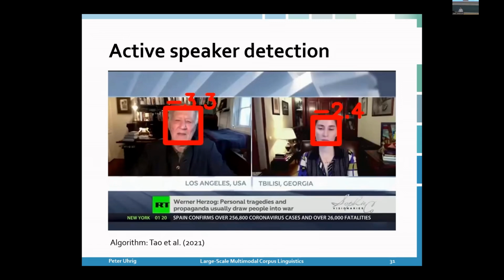And in order to resolve that, what we do is try to see whether the speaker's on the screen, and there's automatic tools for that. We're using an algorithm by Chow and colleagues.